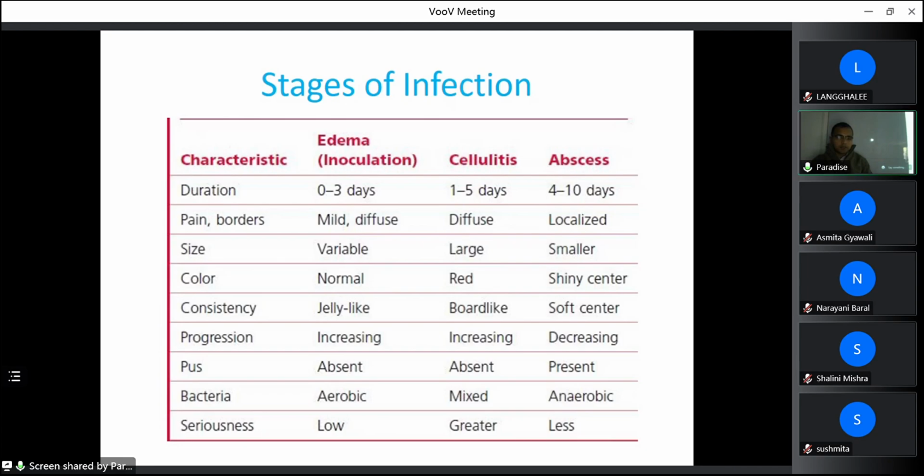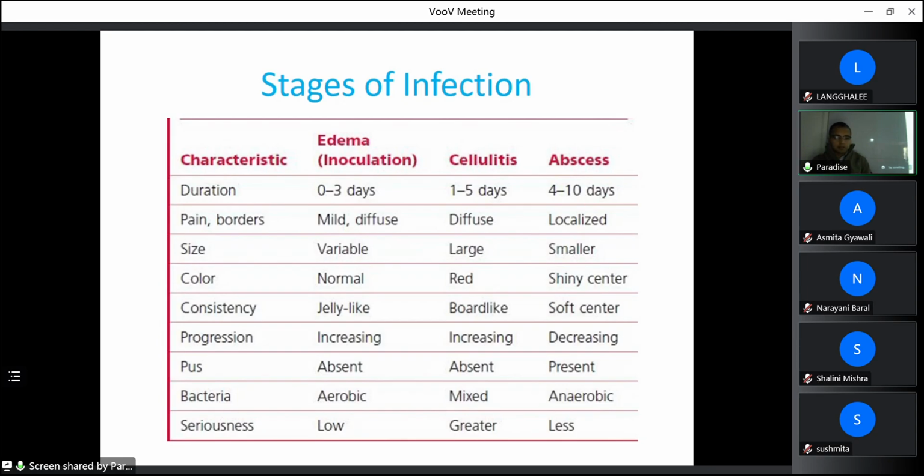Progression is increasing in case of inoculation stage. It is increasing in cellulitis as well, but in case of abscess, once the pus is formed, once there is necrosis, it will decrease. Pus is absent in case of inoculation and cellulitis stage. It is only present in case of abscess.